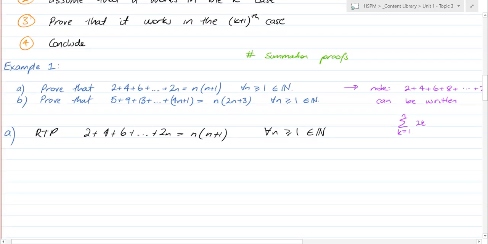Now, I've made a little note in purple here. You might see this question with a summation symbol. This summation symbol means, from k equals 1 to n, the sum of 2k. So at k equals 1 you get 2, at k equals 2 you get 4, at k equals 3 you get 6, all the way up to 2 times n, because it finishes at n: 2 plus 4 plus 6 plus ... plus 2n. So that is basically this, the left-hand side.